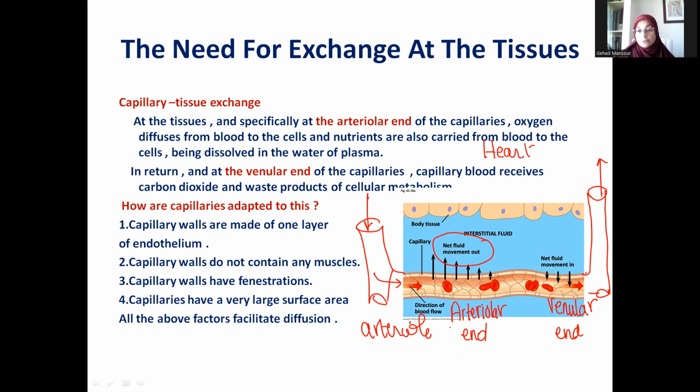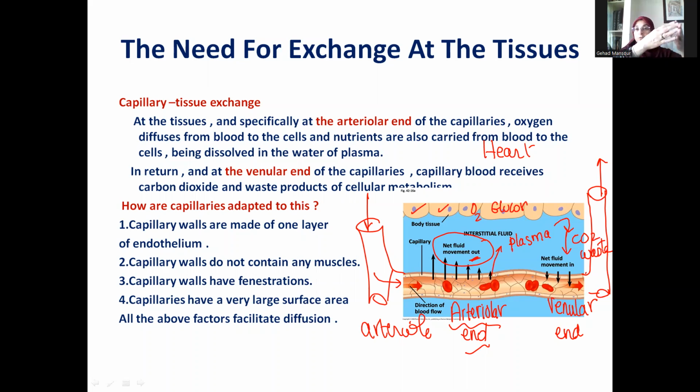At the arteriolar end, we should have fluid coming out. Why? Because we need to deliver oxygen and glucose to the cells. Here are the cells. But at the venular end, we need fluid to move in again. So the plasma that exudated outside at the arteriolar end will re-enter through the venular end in order to carry carbon dioxide and waste substances that resulted from cellular respiration. And this is what we call exchange.